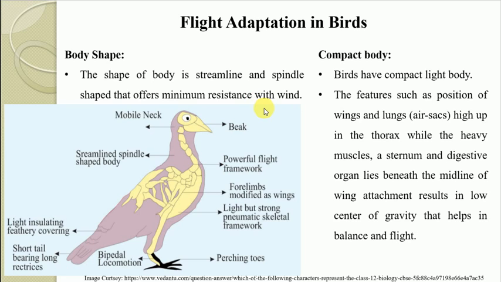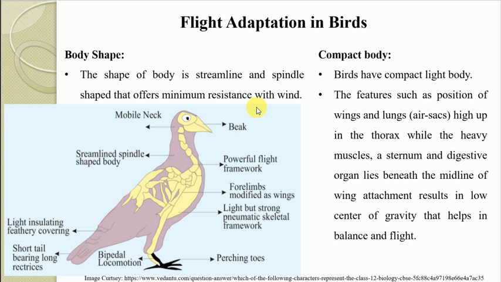So all the birds are provided with a compact and light body. It is strong dorsally and heavier ventrally, that helps in maintaining the balance in the air. So the distribution of the body weight is also very specialized among the birds. The heavier part lies at the ventral side, which is responsible for maintaining the balance in the air.